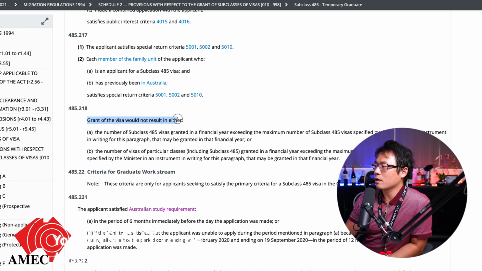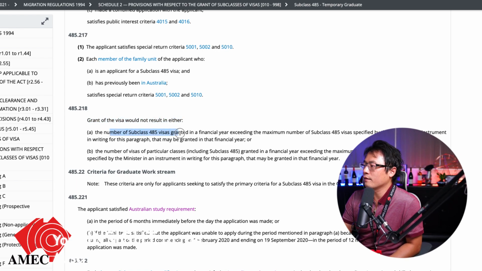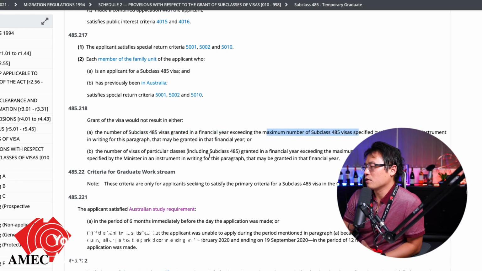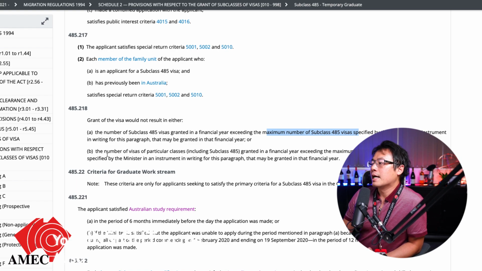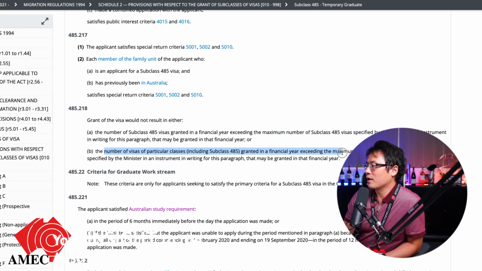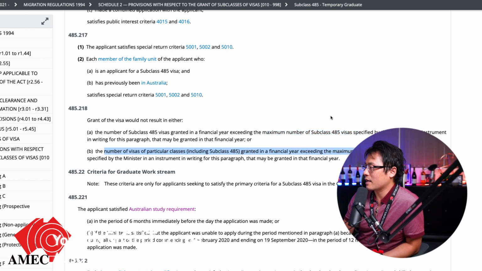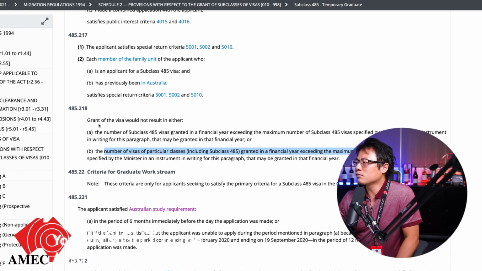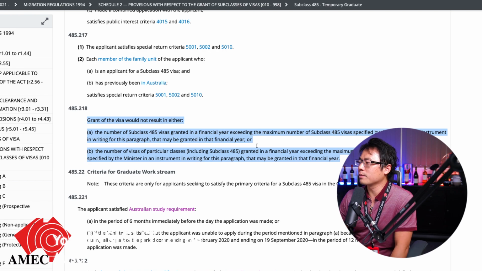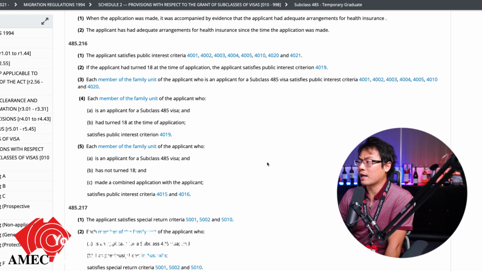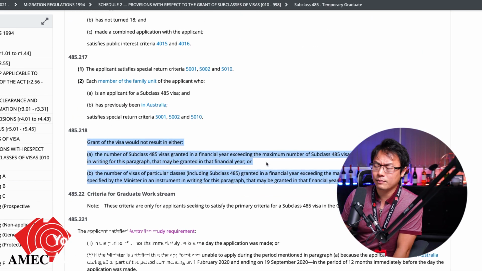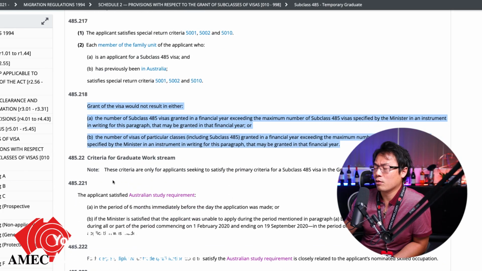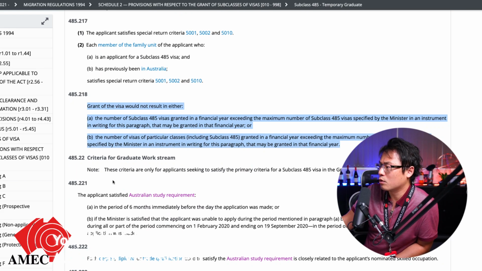Now, jumping into this, this is 485.21A. Let's have a look. The grant of the visa will not result in the number of 485 visas granted in a financial year exceeding the maximum number, so there's no quota. That's what I'm trying to say. A number of visas of a particular class granted in a financial year exceeding the maximum number. So again, there is no quota. I'm not too sure why they put this clause here. Probably they are controlling how many people can actually graduate. Can they do that? I'm not too sure. I haven't seen them actually do anything, or anyone have any problem with this clause before.